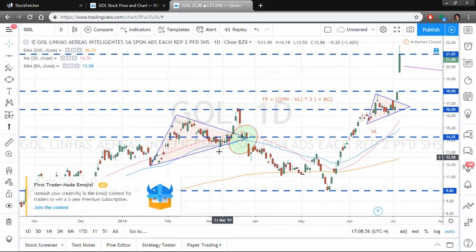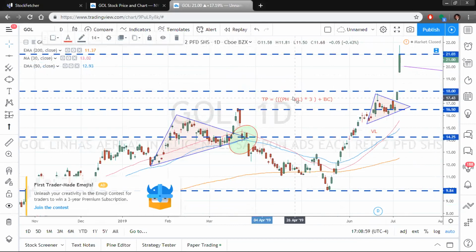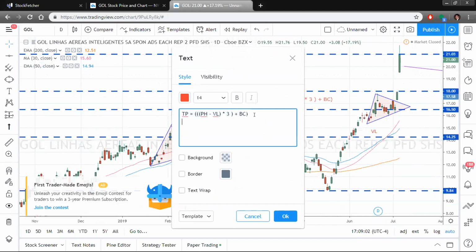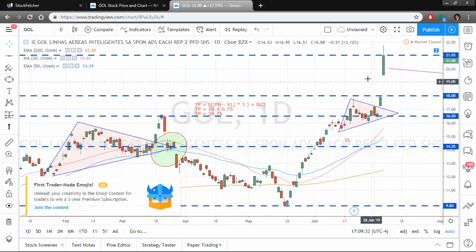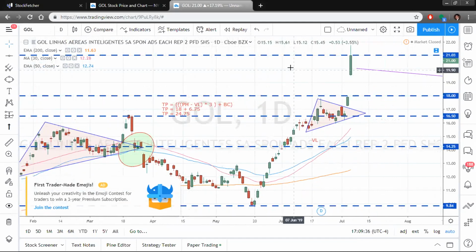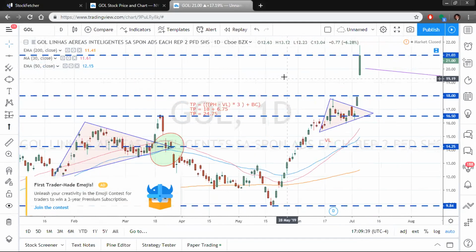So 18 plus how much is that? 675. 18 plus 675. So our target price is 2475. Okay. So any pullback of this one, wait until it hits 2475, that is your take.